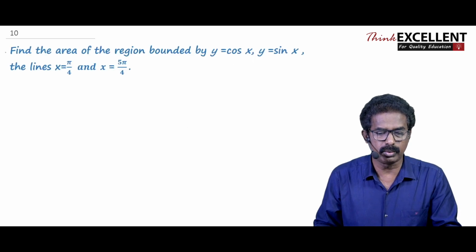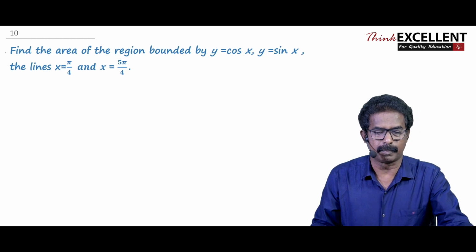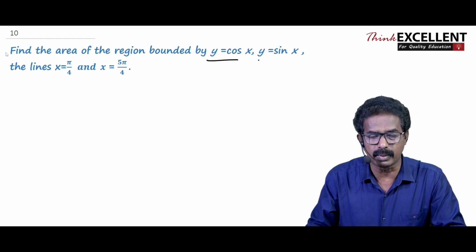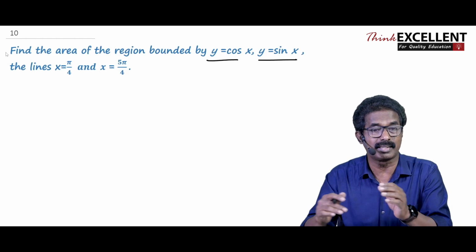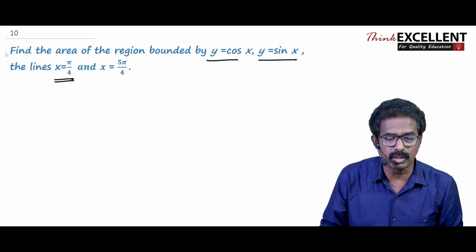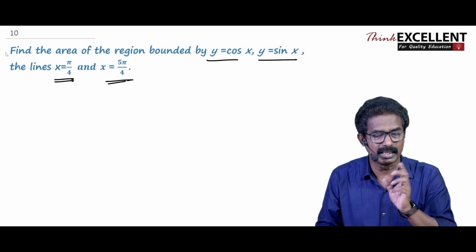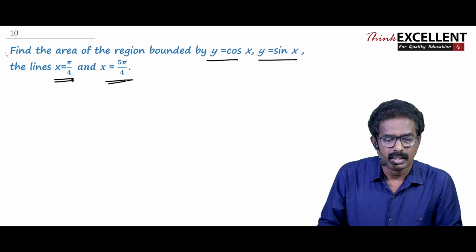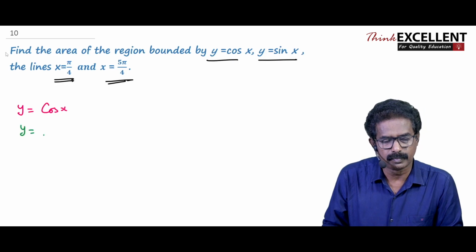Now we'll do just one more question, the last question. Find the area of the region bounded by y equal to cos x, y equal to sin x. So two curves, y equal to sin x and y equal to cos x, both you draw in the same curve between x equal to pi by 4 and x equal to 5 pi by 4. Okay, please listen to this one very carefully. So y equal to cos x, another one y equal to sin x.